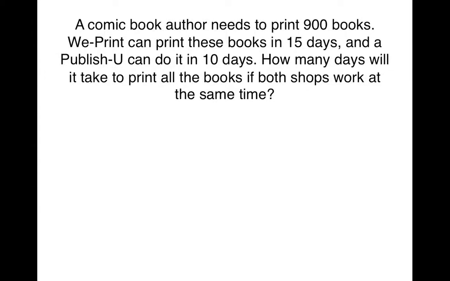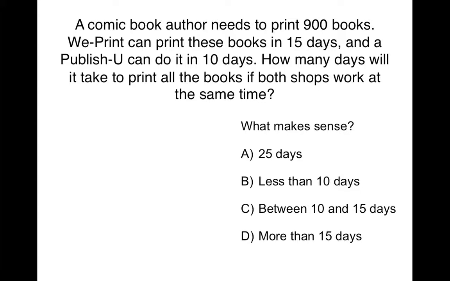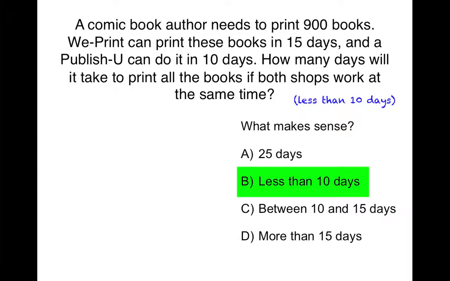Now you'll try one, but don't worry, I'll help you every step of the way. A comic book author needs to print 900 books. WePrint can print them in 15 days, and Publish You can do it in 10 days. How many days will it take if both shops are working at the same time? If they work together, what kind of answer makes sense? Publish You would take 10 days by itself. So if WePrint is also printing, it must take less than 10 days to print the 900 books. Let's keep in mind that our final answer should be less than 10 days.